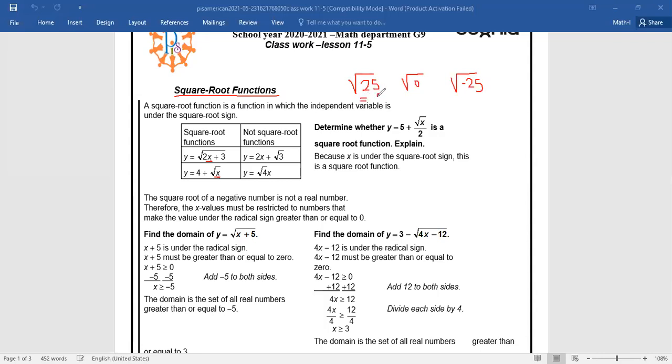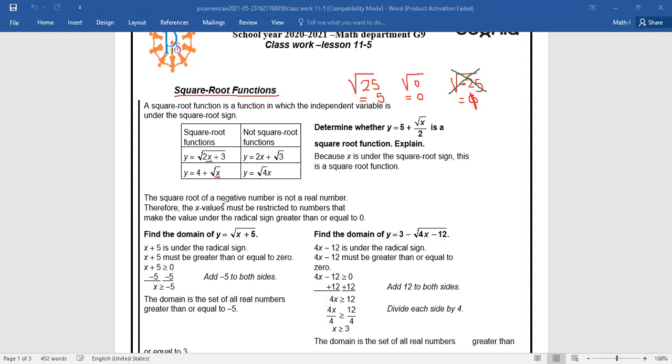It's 5, right? What is the square root of 0? 0. What is the square root of negative 25? Nothing. Meaningless. We don't have anything. Why? Because we can't find two numbers that, when you multiply them together, give you negative 25. So this one is not correct. We can't accept any negative number under the square root. So this one does not belong to the real numbers.